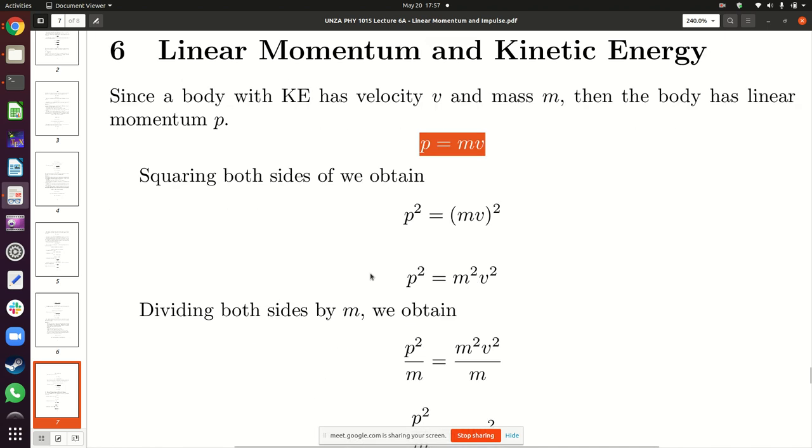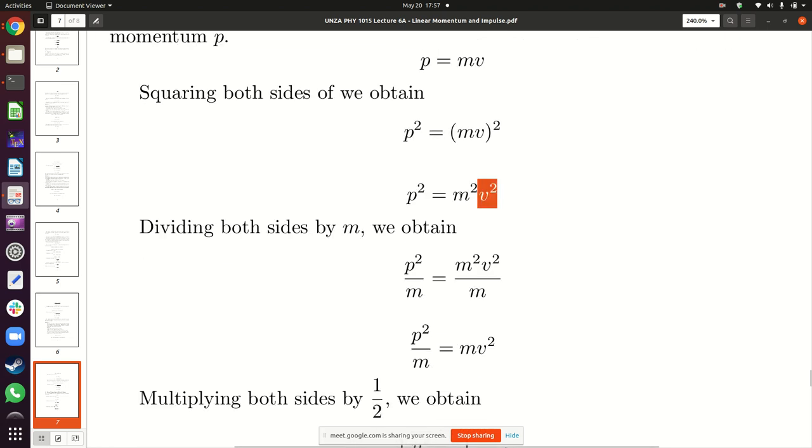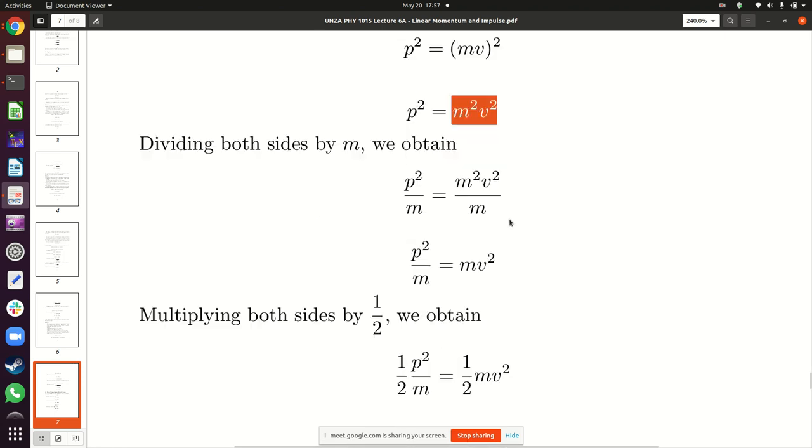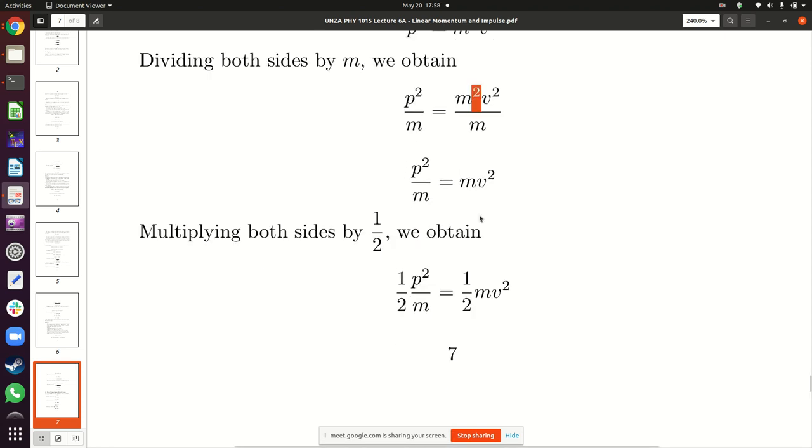To do that, we're going to square both sides. So we square p and we end up having p squared. When you square p on this side, you also have to square the other side, so mv is squared, and you end up having p squared equal to m squared times v squared. What we're trying to do is change this so that it looks like kinetic energy. So the next thing we do is divide both sides by m. You're doing the same thing on both sides, so this m and one of the m's there will cancel out. So you end up having p squared divided by m equal to m v squared.